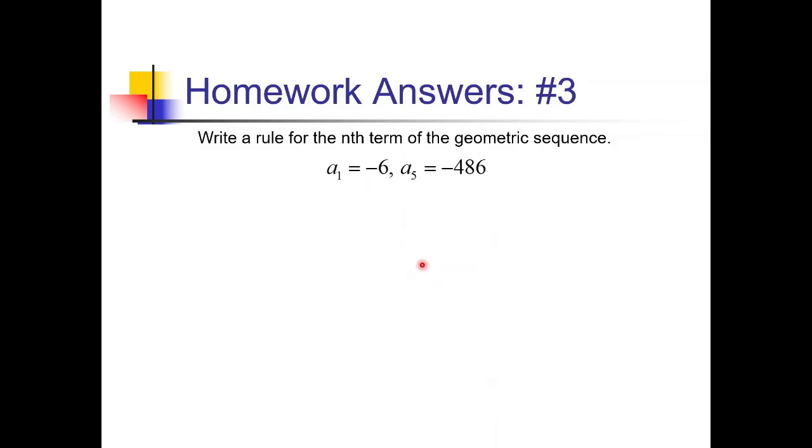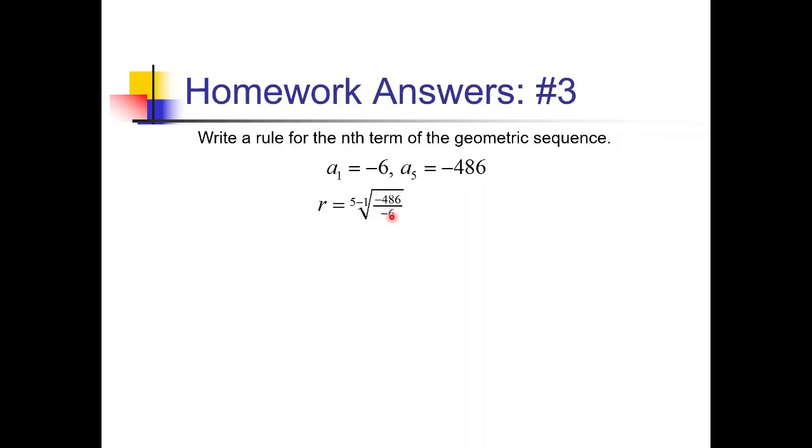For this problem, I want the nth term of this geometric sequence. Since these are not consecutive, I'm going to go ahead and use my root formula. So I'm going to have the 5 minus 1 root of negative 486 divided by negative 6. We divide the terms and subtract the indices to get the radical that we're going to use on this. And this will give us the r value.